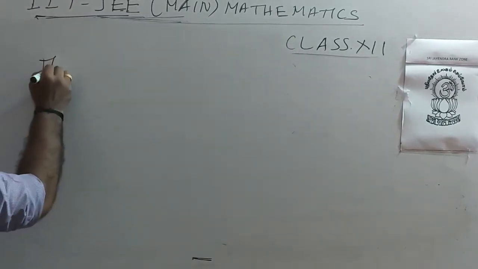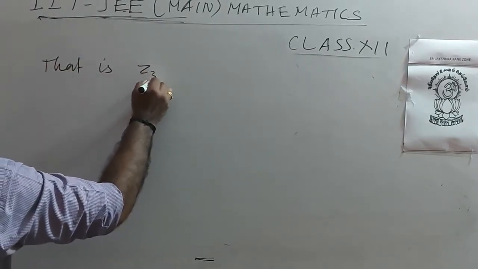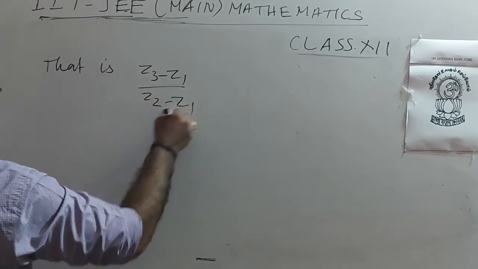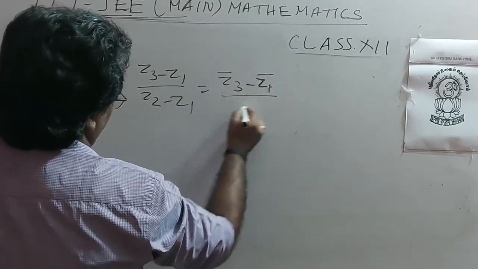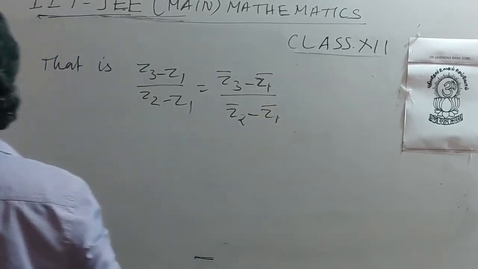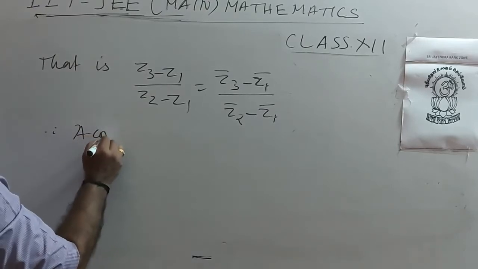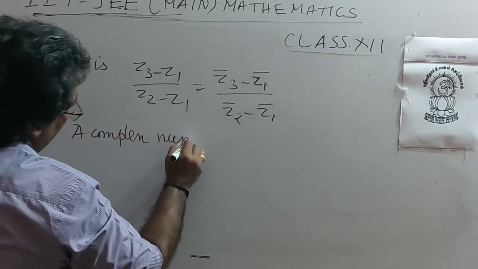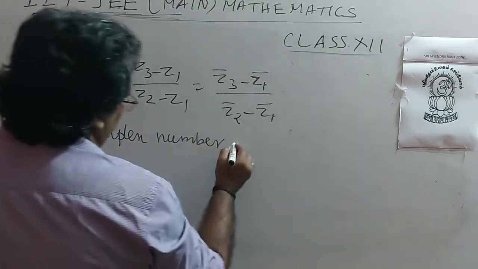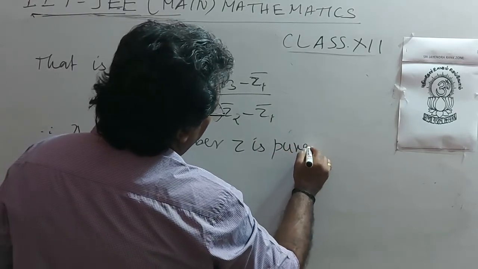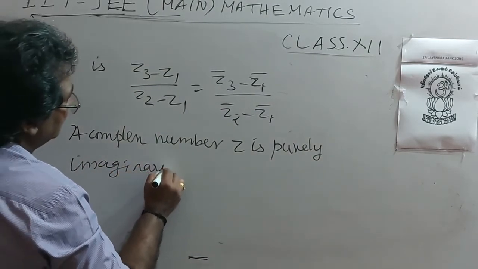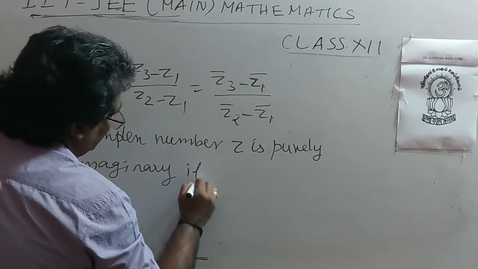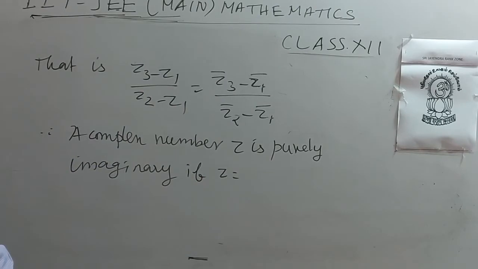That is, Z3 minus Z1 divided by Z2 minus Z1 equal to Z3 bar minus Z1 bar divided by Z2 bar minus Z1 bar, since a complex number Z is purely imaginary if Z equal to minus Z bar.